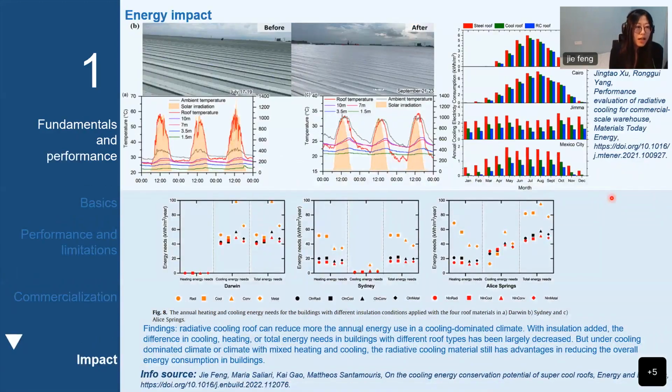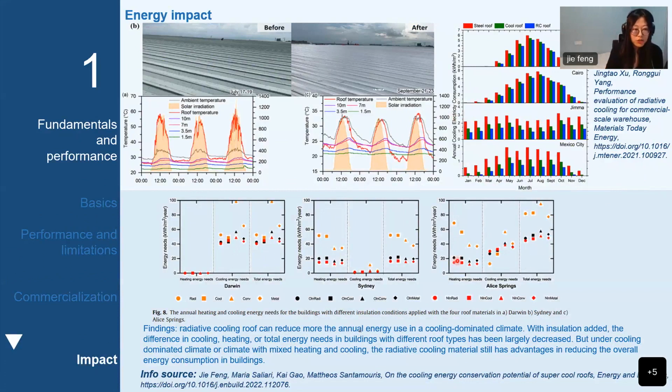So what is the impact of the application of such material? Let's have a look at the building scale or the energy scale. On the building level, we see the significant drop of roof surface temperature after applying cool roofs, as well as the decrease in cooling energy consumption, as you can see here.